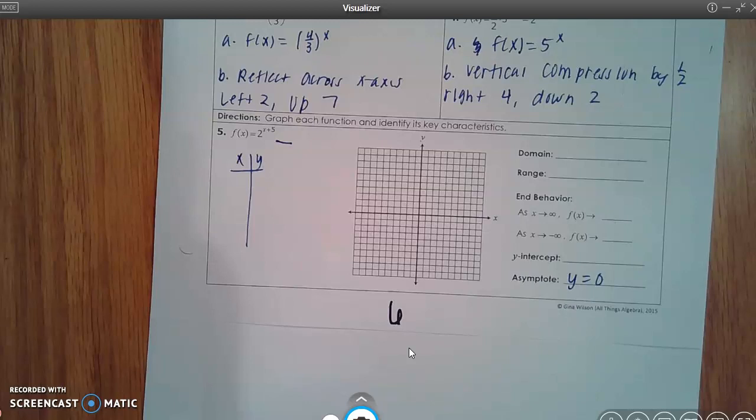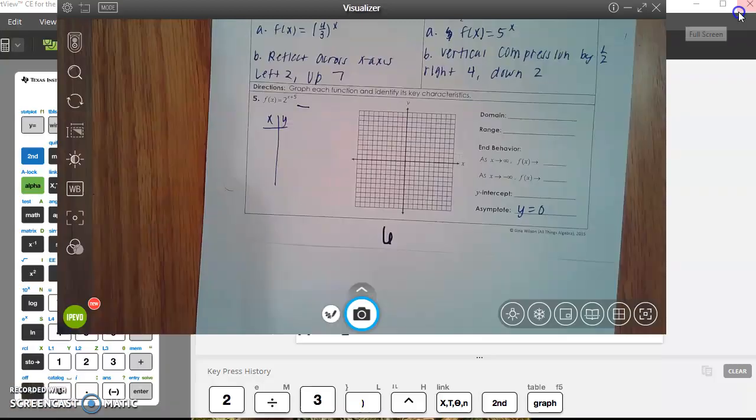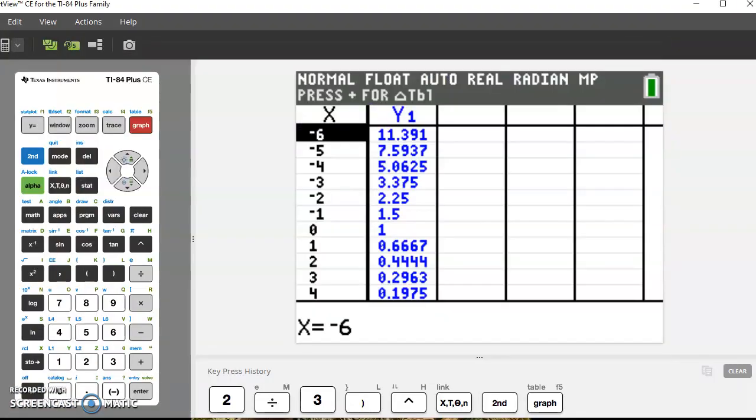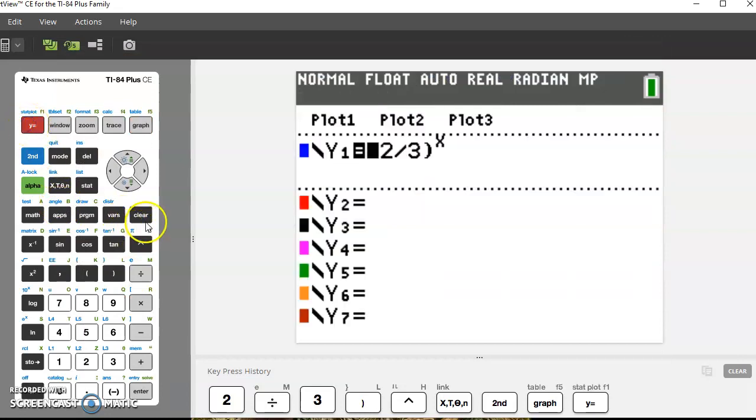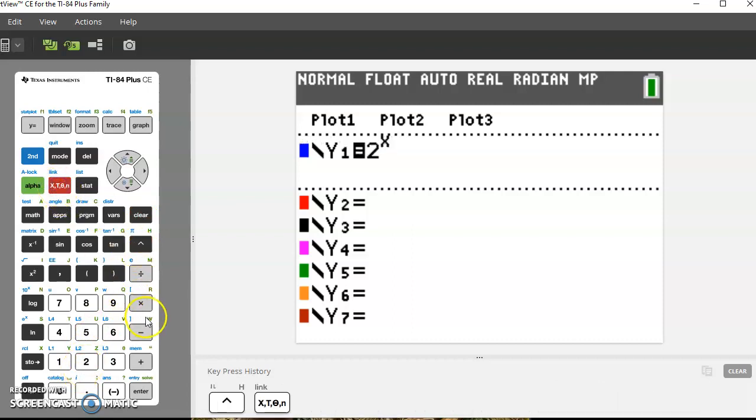To figure out the numbers that go in your table of values, you can do it 2 different ways. Since we'll be shifting on this one, I do think it's easier to type in your function first and then figure out the numbers to put in your table. So you're going to do 2 raised to the x plus 5.